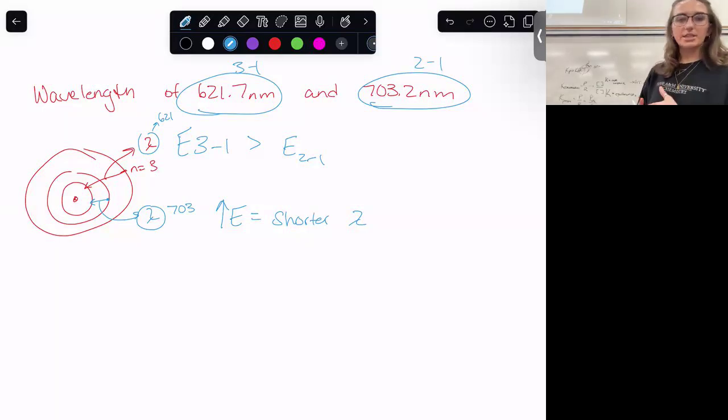So the question here is saying, what is the energy difference in joules between the excited state and the final state of each of these transitions? So we want to know what the energy of those photons is, of those wavelengths. So how do we solve for the energy of these? What's that equation we use?